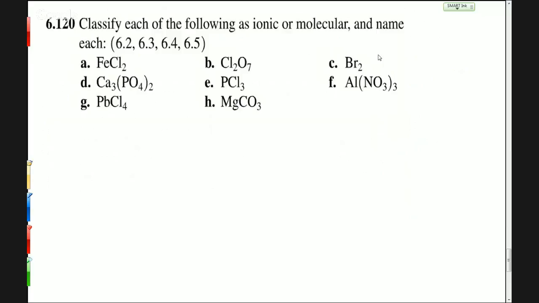And then PbCl4 is lead 4 chloride. Lead can have a couple different charges, so we specify that it's 4 plus. And then the last one, H, is magnesium carbonate. CO3 is carbonate, Mg magnesium, and no number because magnesium is only +2.